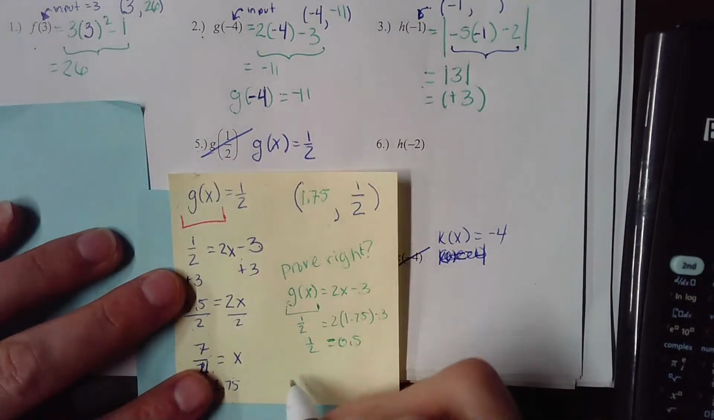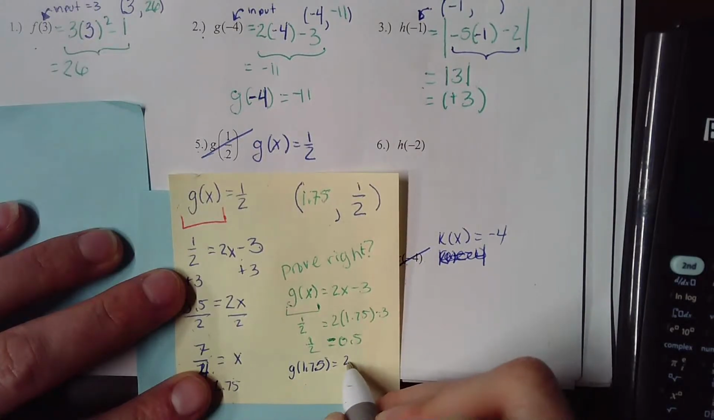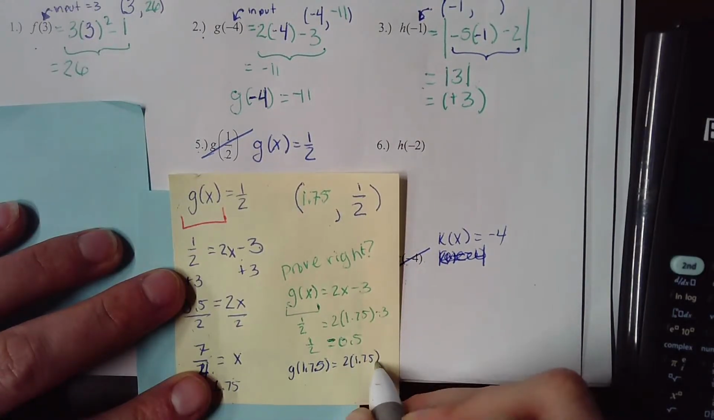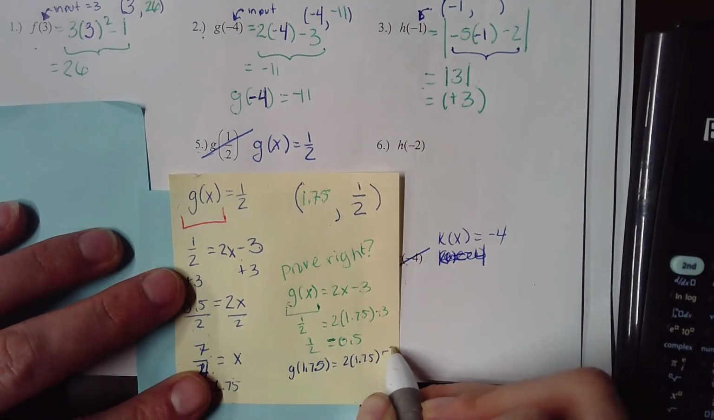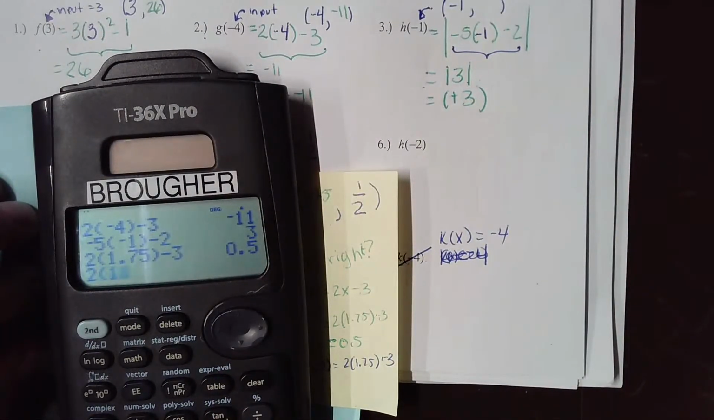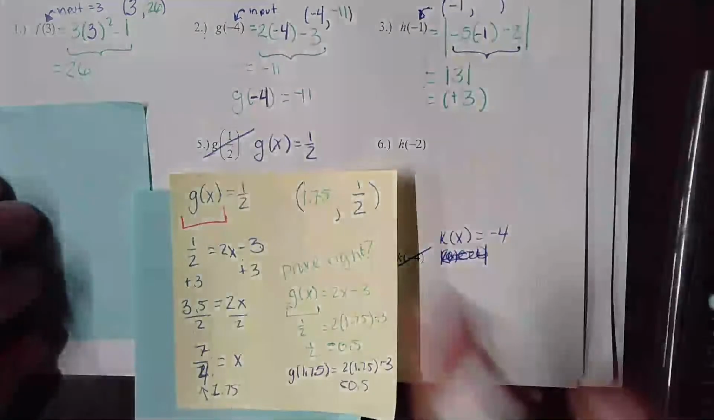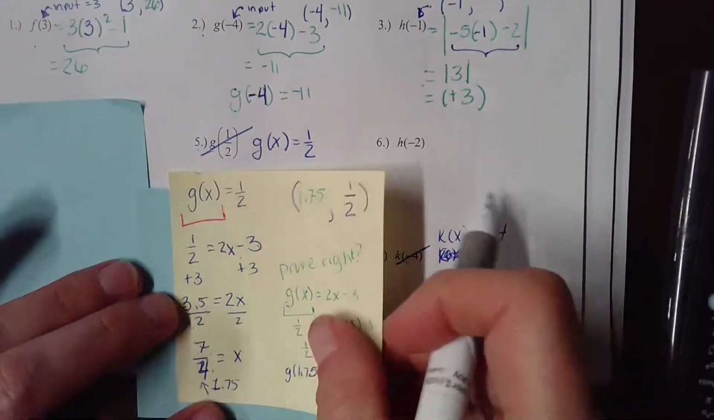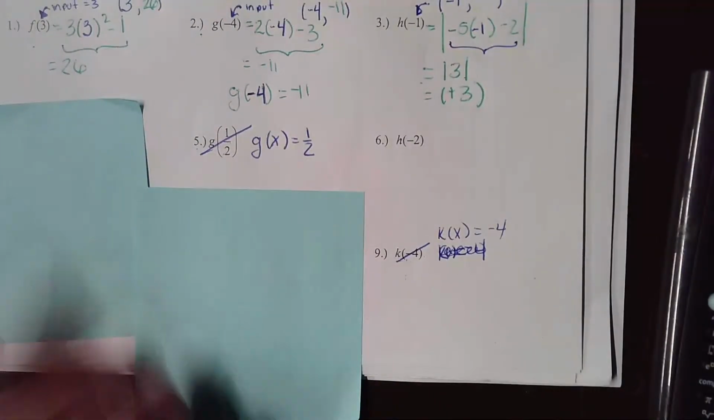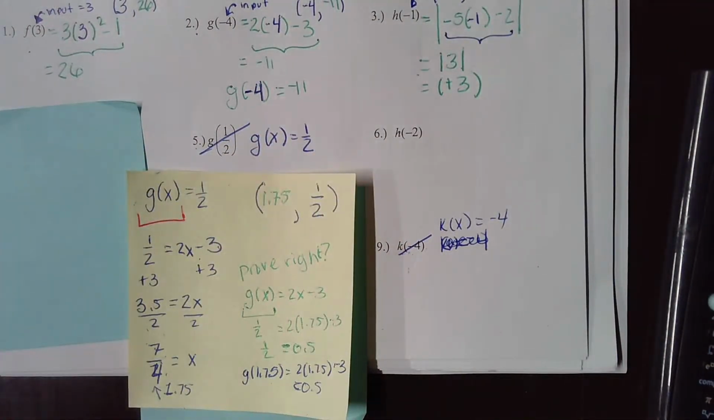Or you could also just say, hey, what if I just figured out g of 1.75? Well, that's 2 times 1.75 minus 3. That's still 0.5, which is what I got for an output. Try your k at x equals 4 now. I'll even leave this up for you to look over.